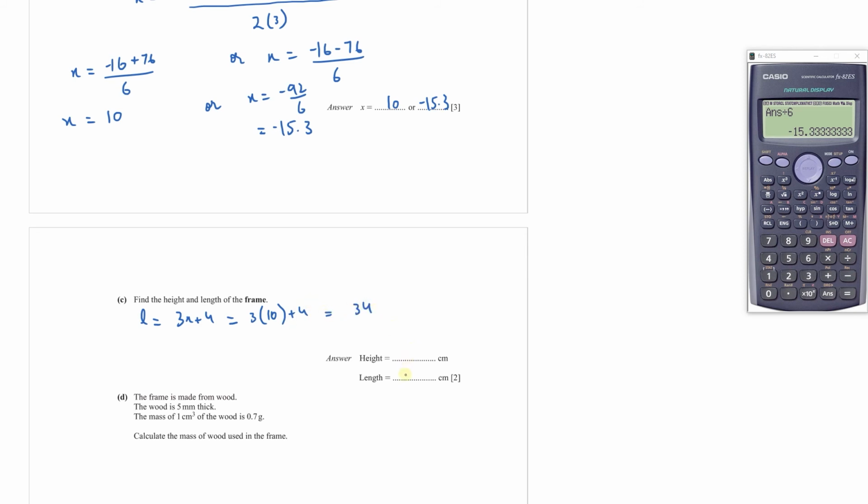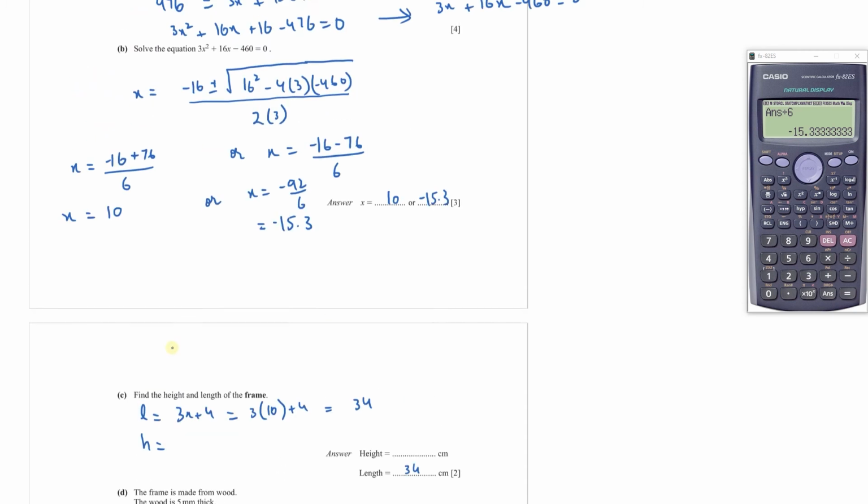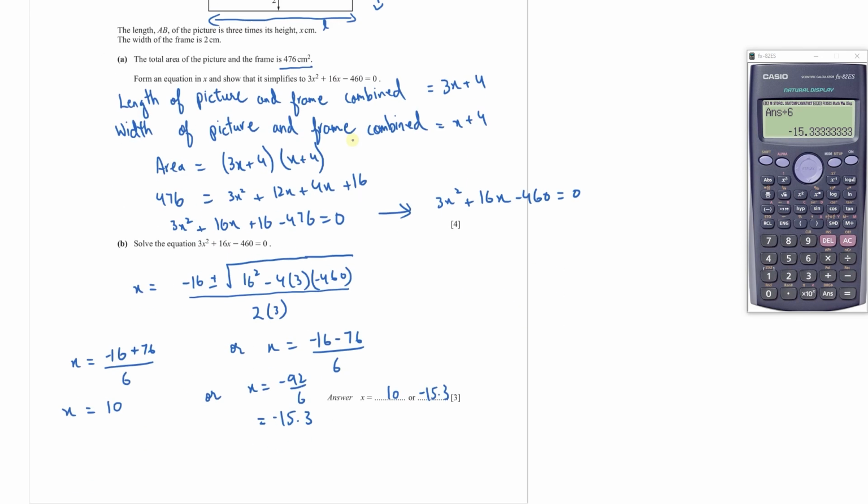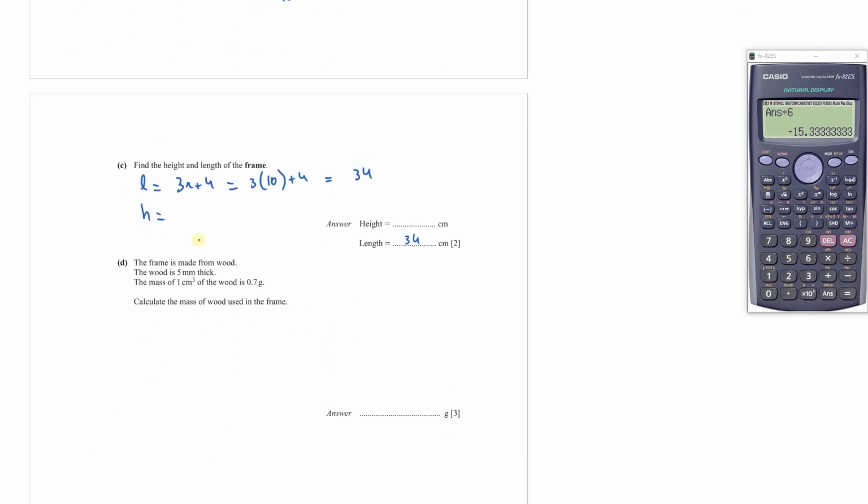So length is 34 and height is x plus 4, which is this x and this 2 and then this 2. So x plus 4, which is 10 plus 4, which is 14. So your height is 14 centimeters.